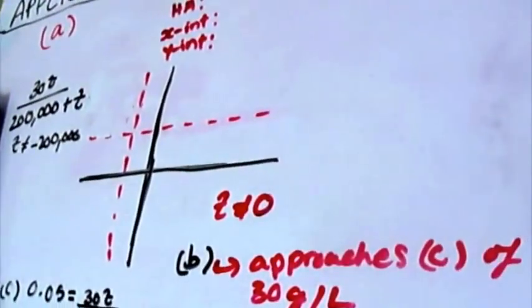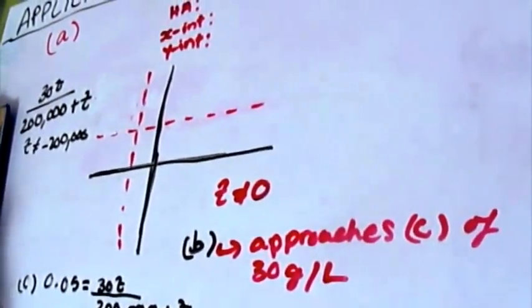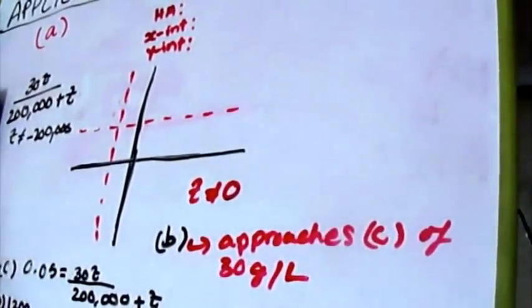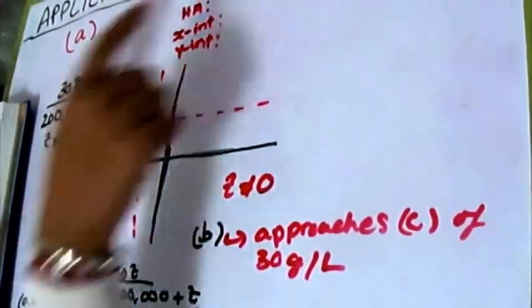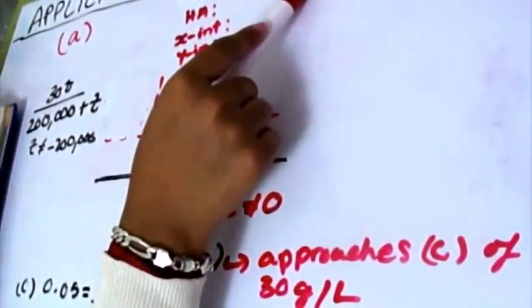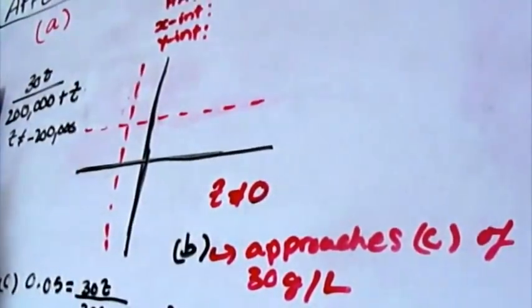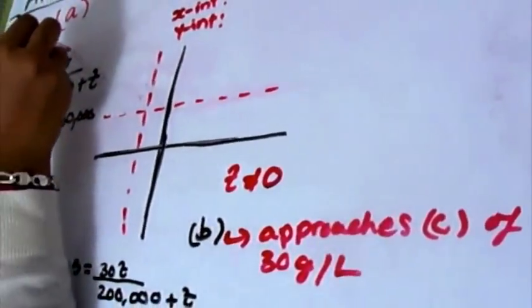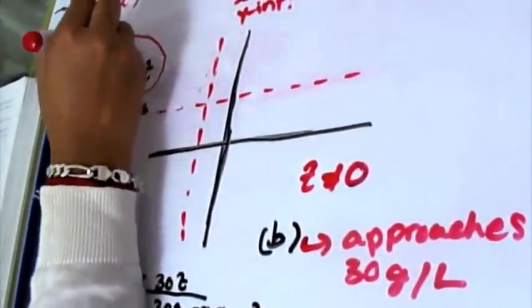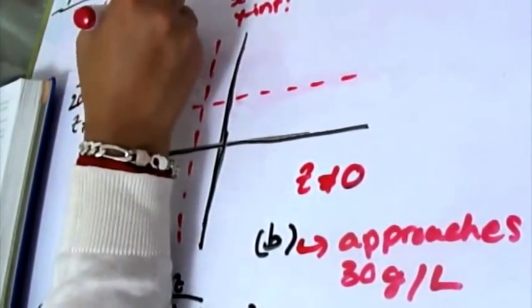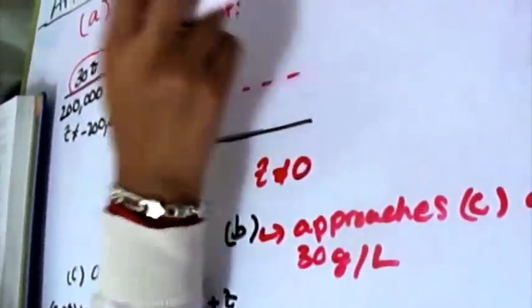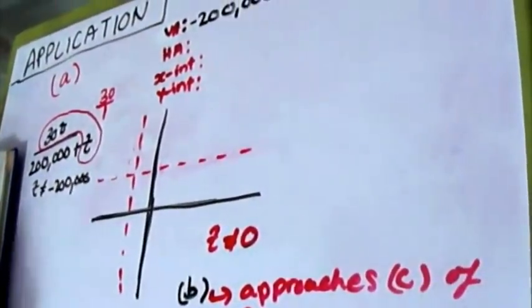So basically, ratios tell us that for the vertical asymptote, obviously it's the same as what we always do, its restriction. So the vertical asymptote is negative 200,000. For the horizontal asymptote, what we have to do is take the ratio of the leading coefficient of the top variable and the leading coefficient of the bottom variable. So that's going to give us 30 divided by 1, because this is 1t. So the horizontal asymptote is actually going to be 30.